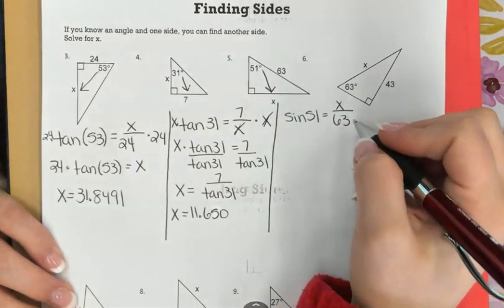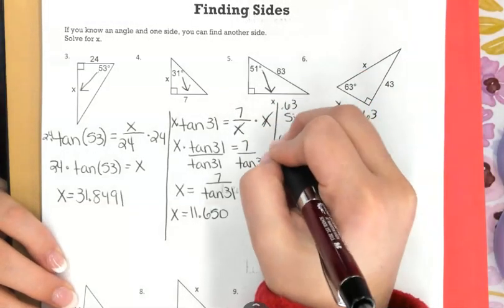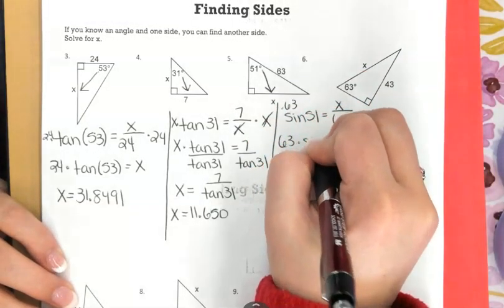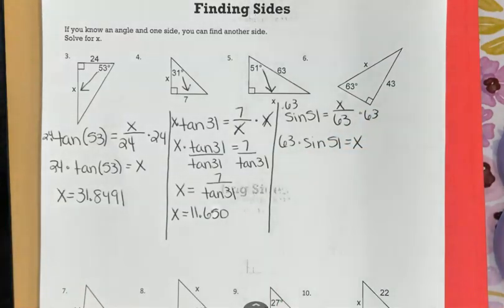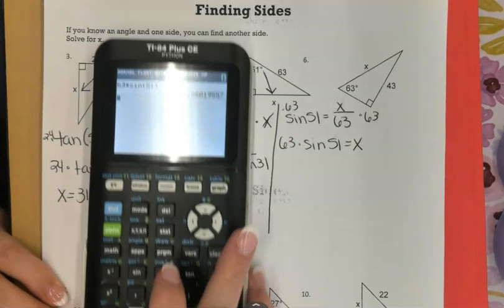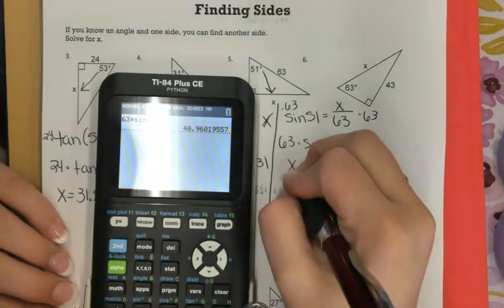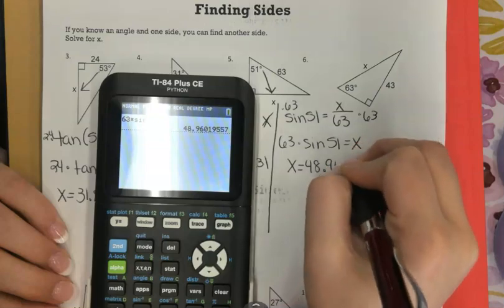So to solve this one for x, I'm going to multiply both sides by 63. So 63 times sine of 51 is going to be equal to my missing side. And that's what I'm going to type in my calculator, 63 times the sine of 51. And that missing side here is 48.9602.